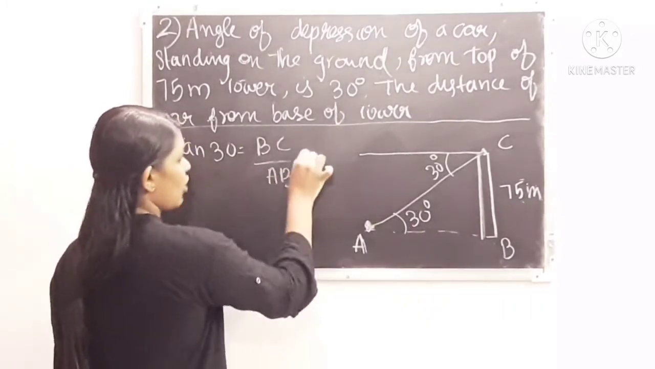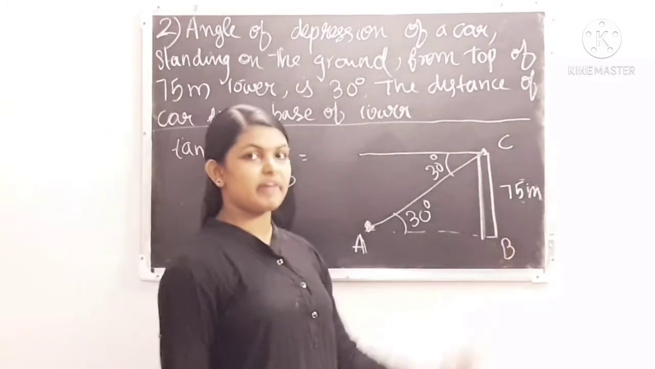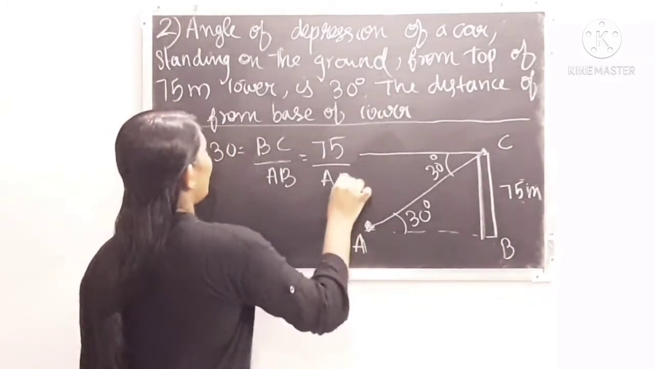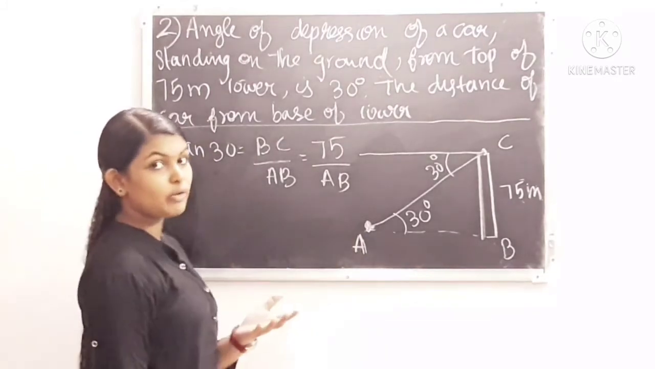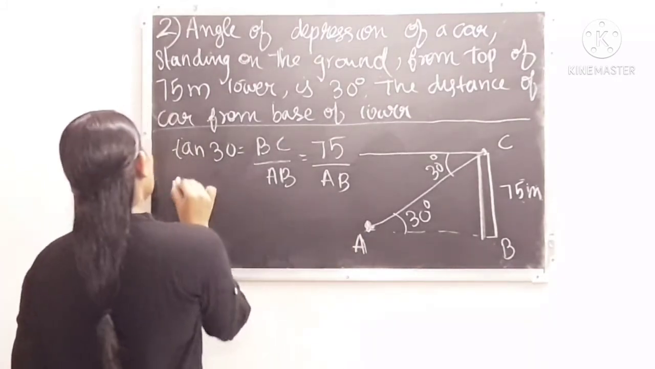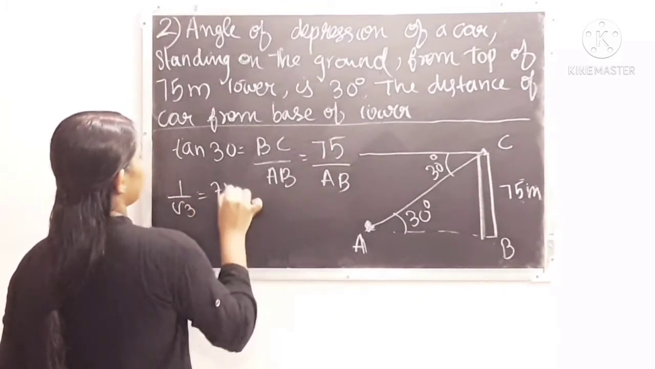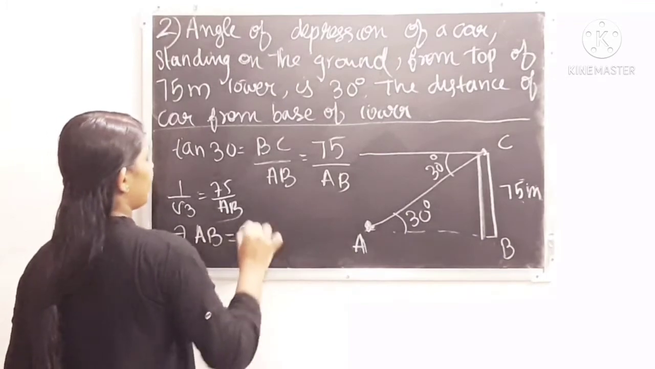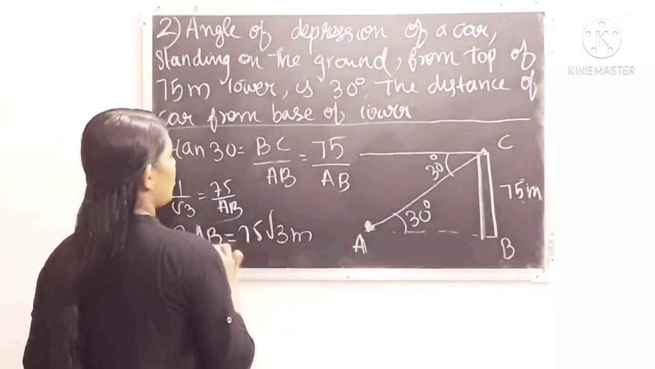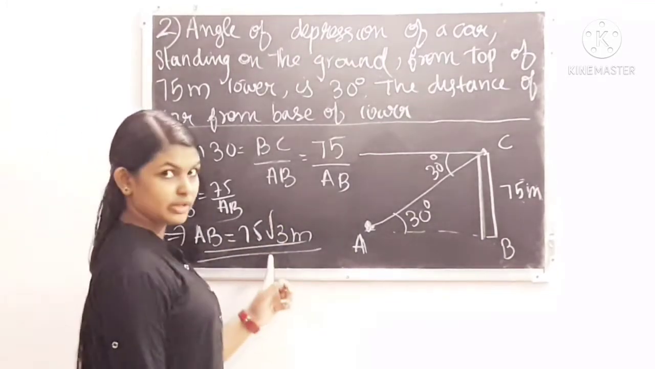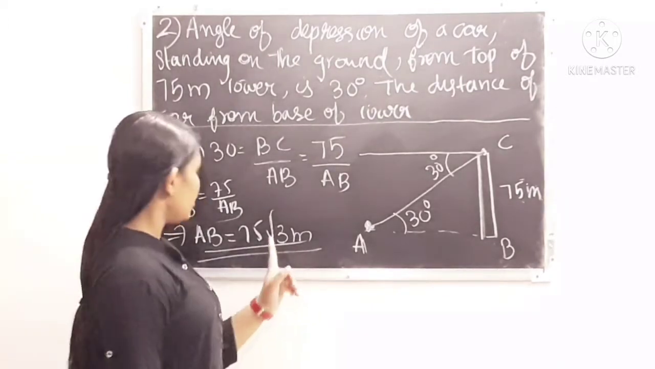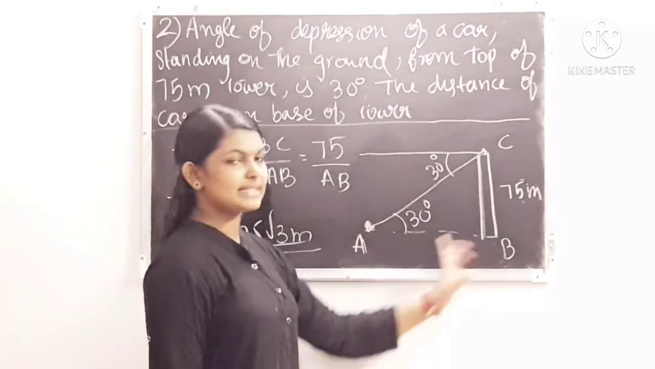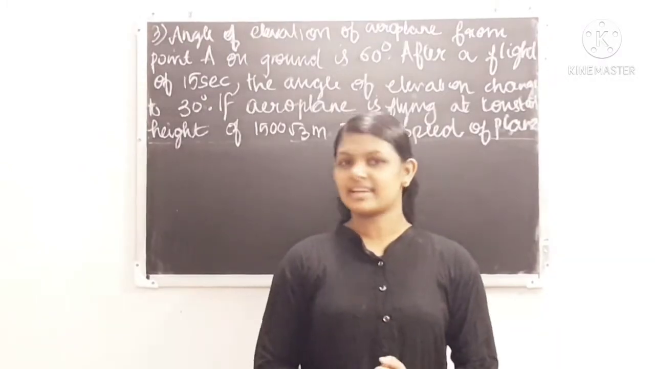Now the length of BC is already given in the question as 75 meter, divided by AB. What is the value of tan 30? Tan 30 is equal to 1 by root 3. So 1 by root 3 is equal to 75 by AB, which implies that AB can be written as 75 root 3 meter. On substituting the value of root 3 as 1.73, you can find the answer of AB, which is the distance of the car from the base of the tower. Now we can discuss the third question.